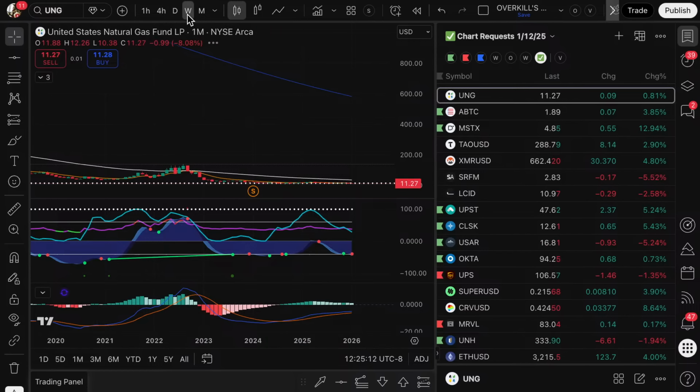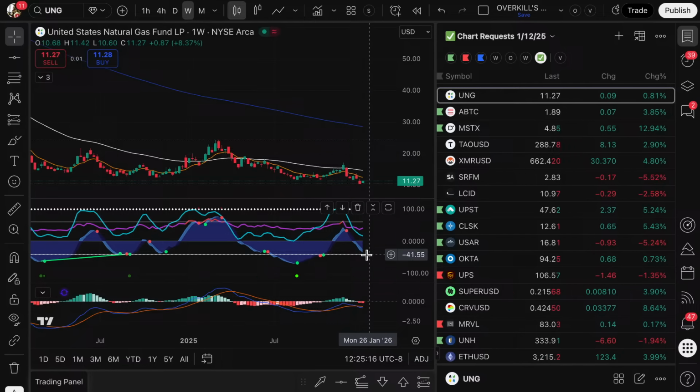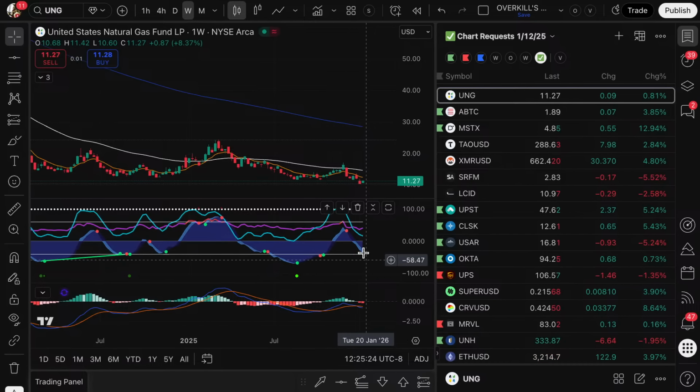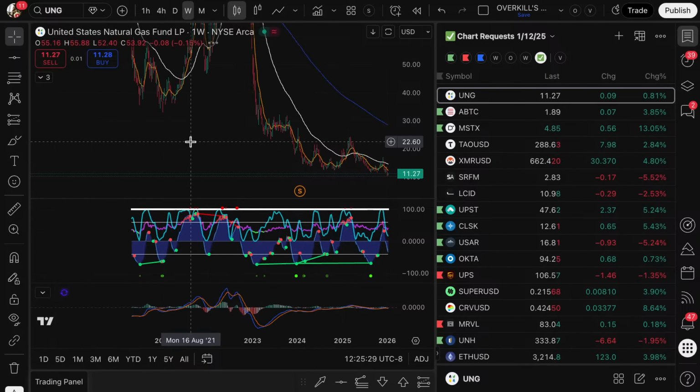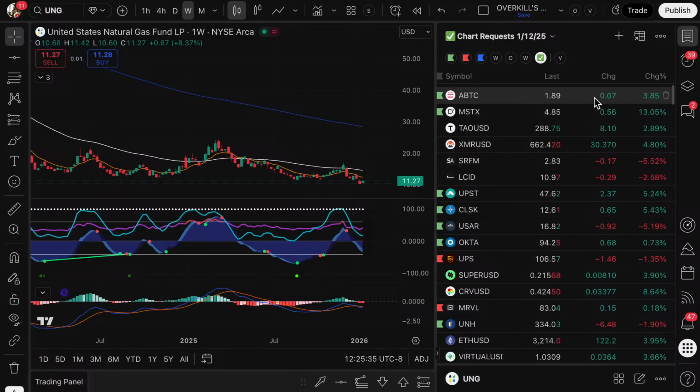UNG, this is United States Gas Fund. That's getting a little bit of green here today. Looking for the green dot down here below the white line. I'd just be a little more patient on this one unless you think it's going to bounce right here at $10. You could add to your position now and then add again when you get the signal. $10 is a pretty solid support. That's like the lowest it's ever been. So $10 is a pretty big number for UNG. I just watch that level.